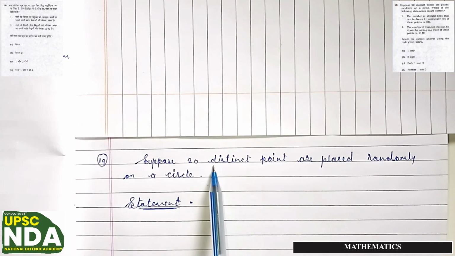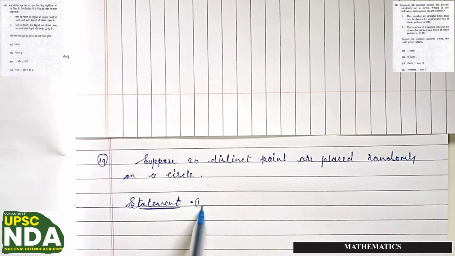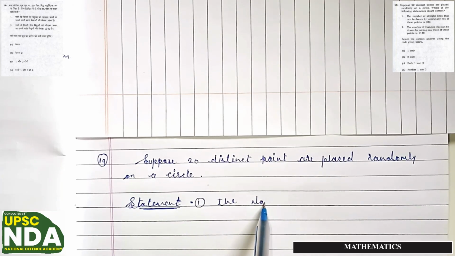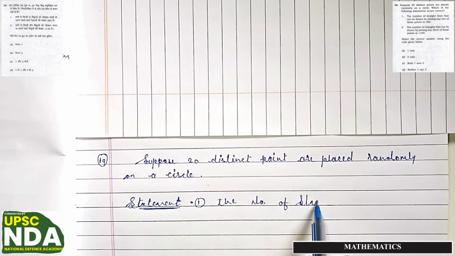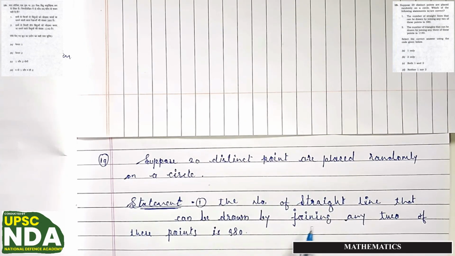We are given 20 distinct points placed randomly on a circle, everywhere on the boundary of the circle. The first statement says that the number of straight lines that can be drawn by joining any two of these points is 380.